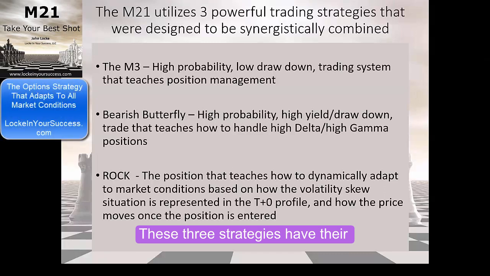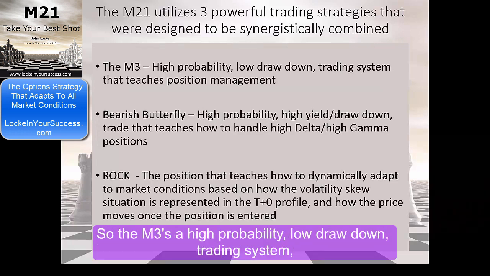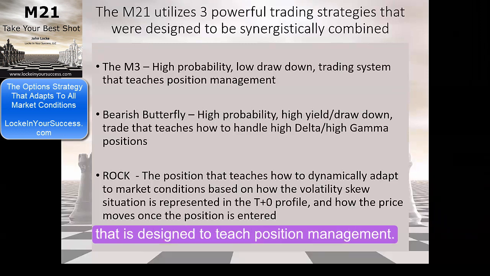These three strategies have their strengths and weaknesses in different locations, which is good. And if you look at the M3, over time you'll do fine, but you will run through the cycles. Same thing with all the other trades and any other trades you can think of. So the M3 is a high probability, low drawdown trading system that is designed to teach position management.